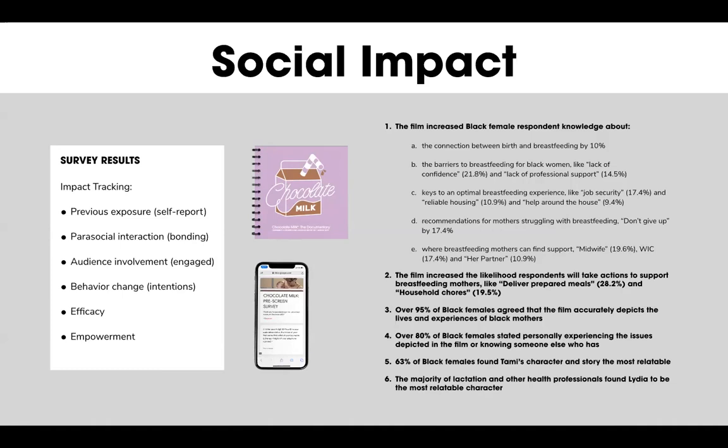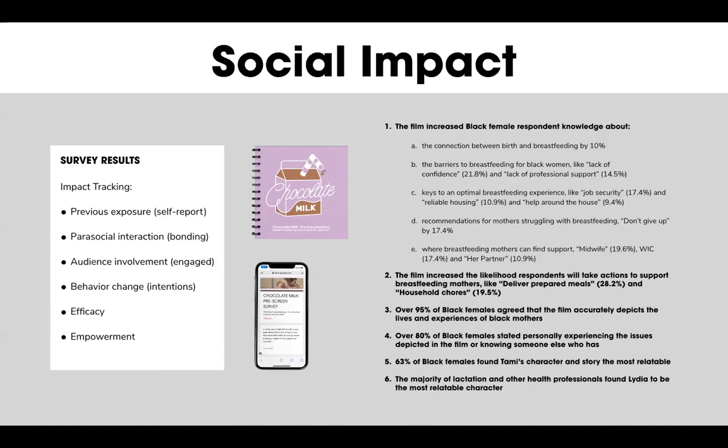Another finding was that 95% of Black females agreed that the film accurately depicts the lives and experiences of Black mothers. That was also really great to hear because it means that the formative research that I did before I began the film was really effective in helping me find an authentic voice for the project. Another finding was that 80% of Black females stated personally experiencing the issues depicted in the film or knowing someone else who has. That's great.